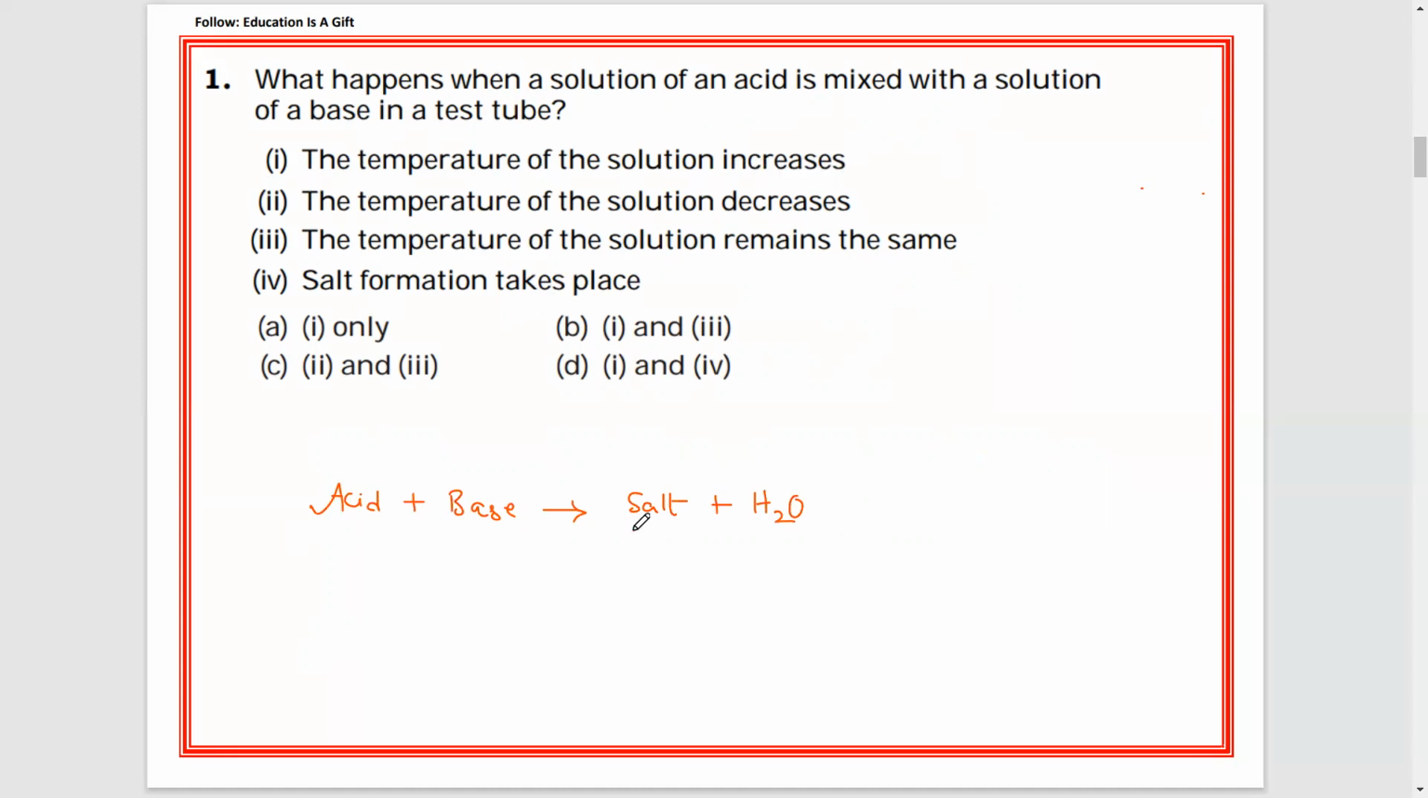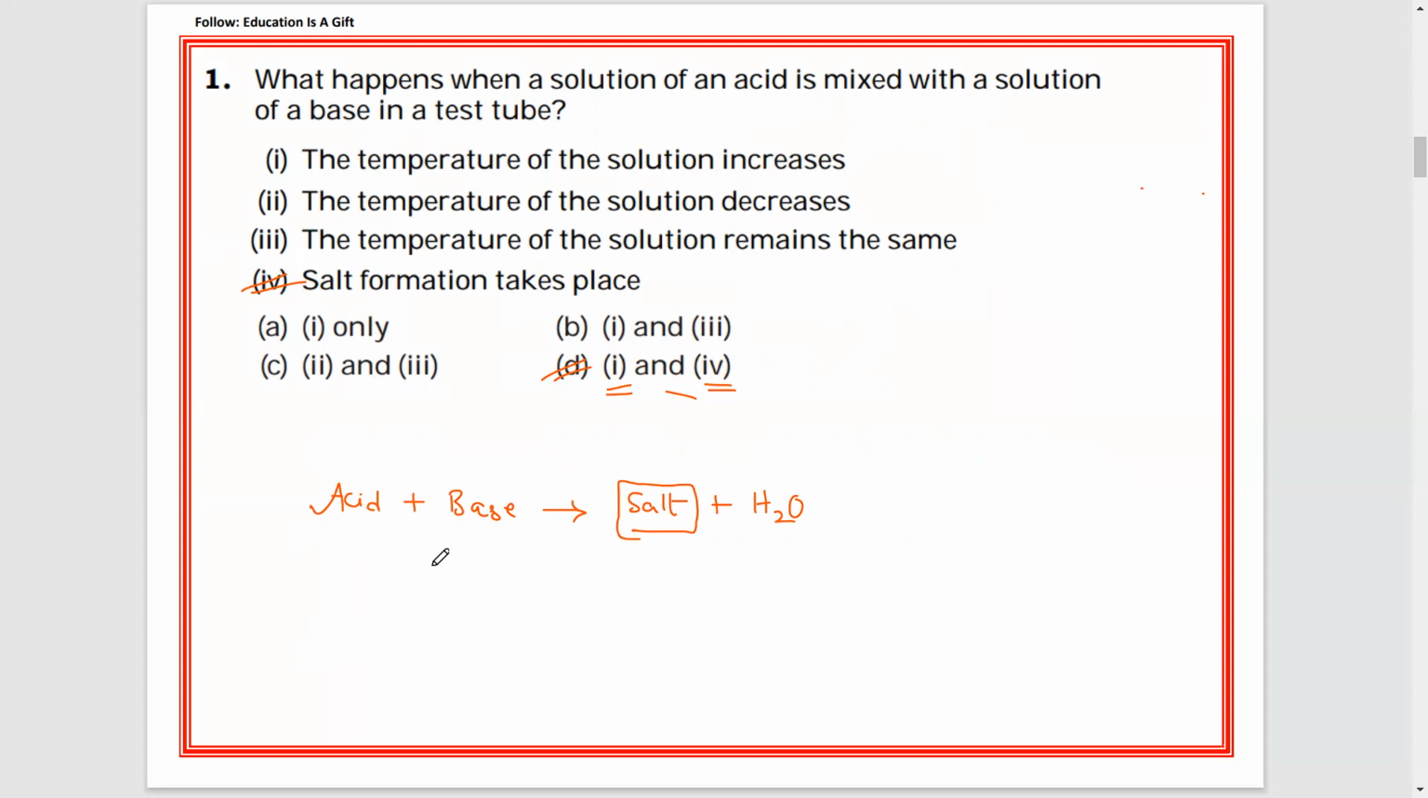Here we have identified that salt is produced. So blindly we can mark number 4. But here you can observe A, B, C, D options are there. A, 1 only. B, 1 and 3. C, 2 and 3. D, 1 and 4. Here one thing we can do: anyhow in this D we have 4, so blindly we can mark this D. But let us try to understand this one. What is that one? Temperature of solution increases.